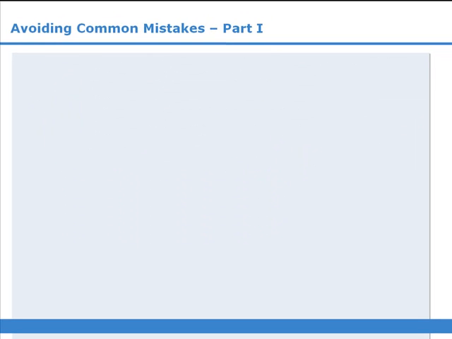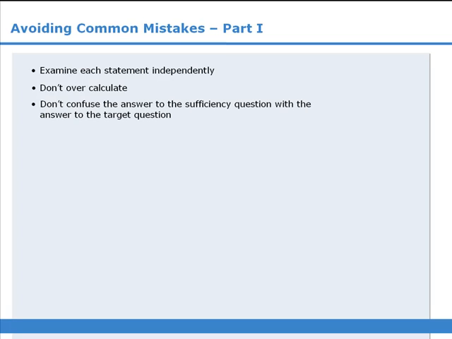So to summarize, you can avoid common errors if you examine each statement independently, do not overcalculate, and do not confuse the answer to the sufficiency question with the answer to the target question.